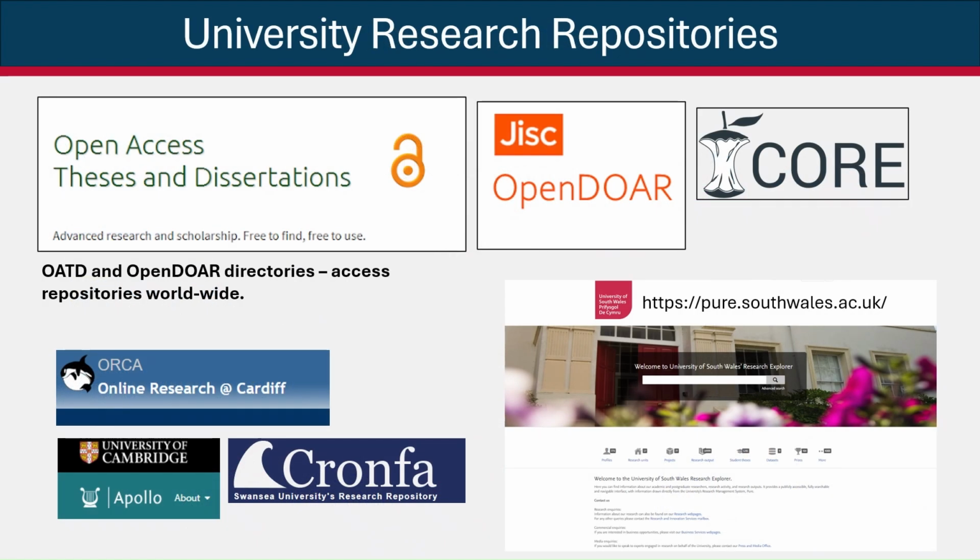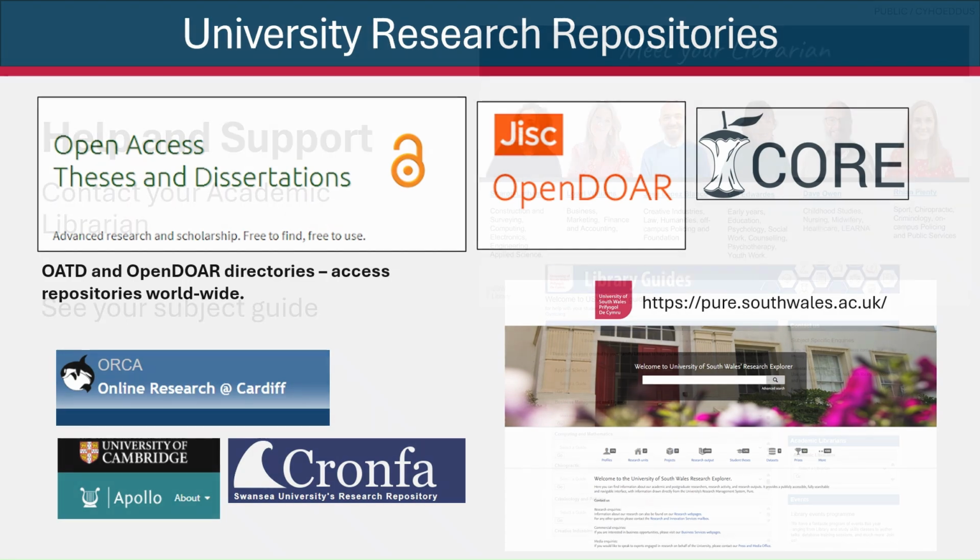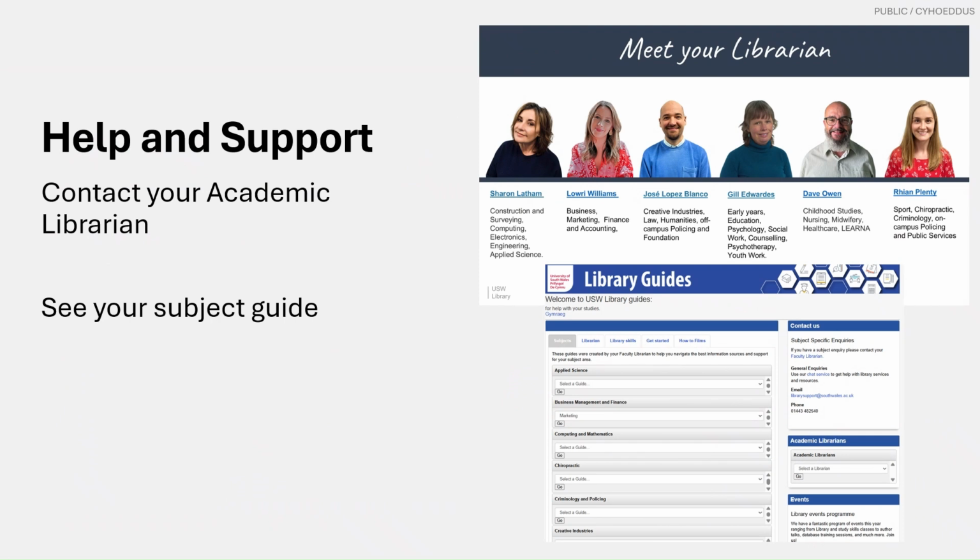University research repositories. These are digital platforms that offer public access to the research outputs of that university. They usually have a name. USW's is called Pure. They include theses, journal articles, and datasets. The OATD, Core, and Open Door offer access to repositories around the world. Further information can be found on your subject guide, or you can contact your academic librarian.